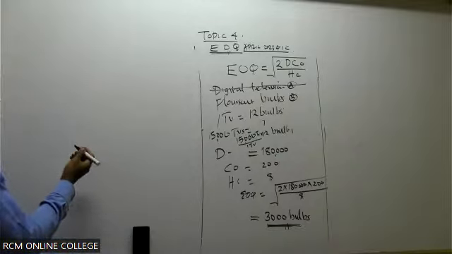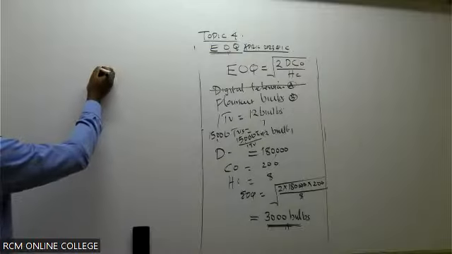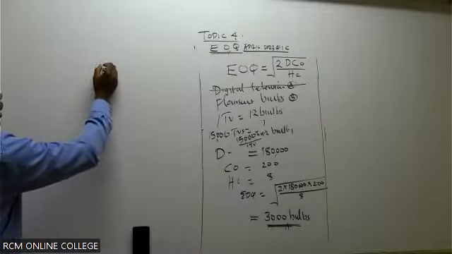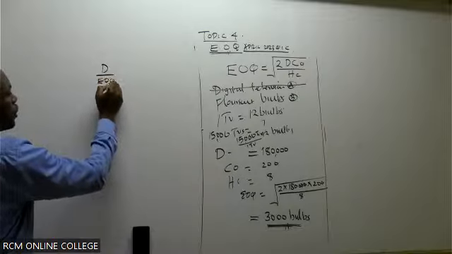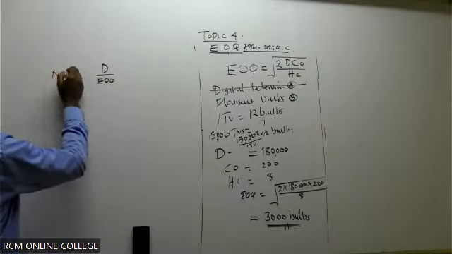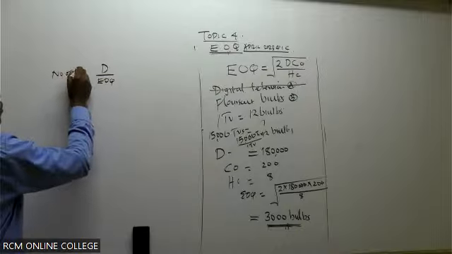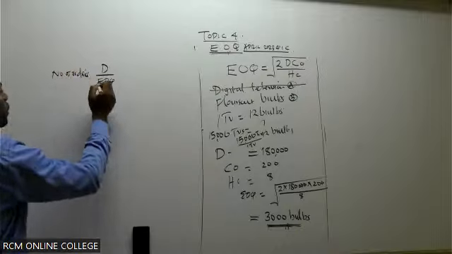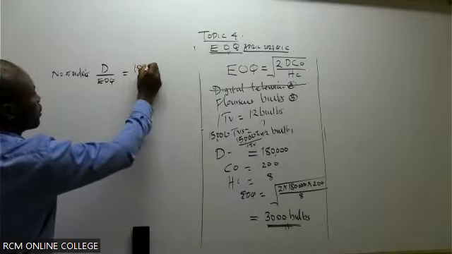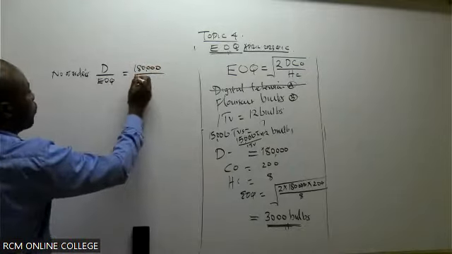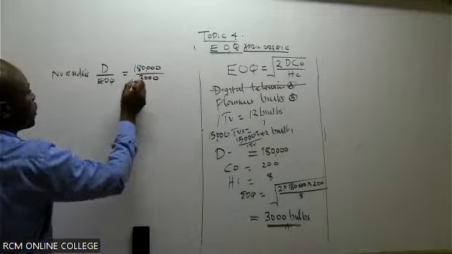This is what will happen. So how do we get the number of orders? The number of orders is equivalent to demand over economic order quantity. So the number of orders will be equivalent to demand, which is 180,000. We divide by the economic order quantity, which is 3,000.